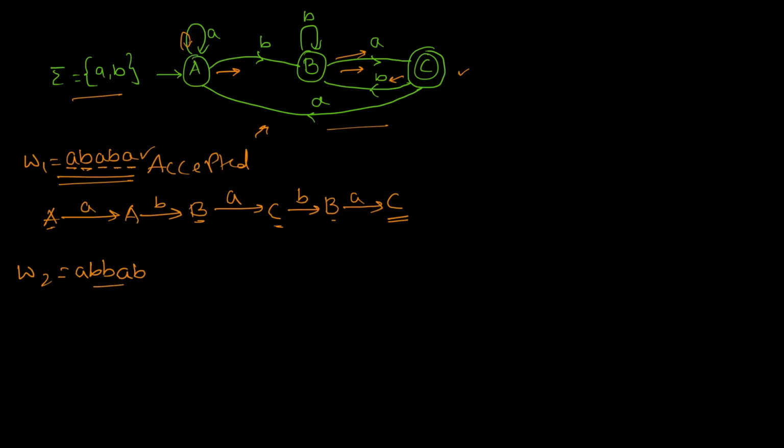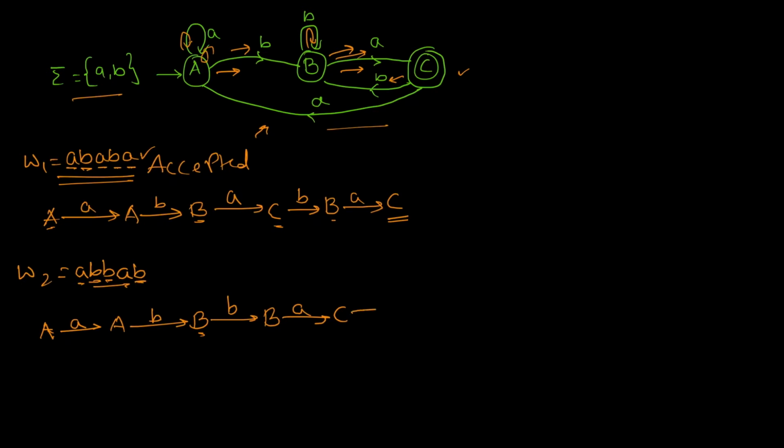Now let's consider another string A B B A B and check whether this string is accepted by the given finite automata or not. Again, we start with the initial state A. On seeing A from state A, we go to state A itself. On seeing B from state A, we go to state B. On seeing B from state B, we go to state B itself. On seeing A from state B, we go to state C.